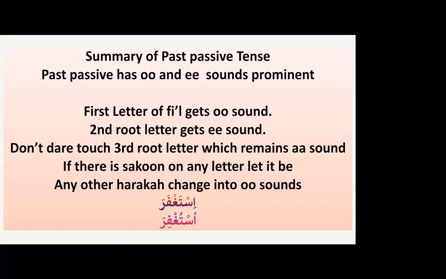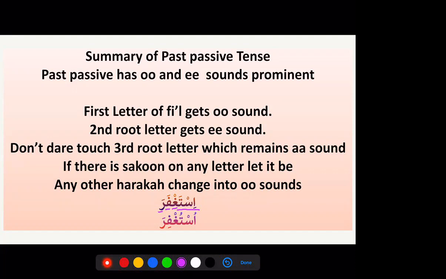The example over here is istaghfara. So this is our active, and the root letters over here are Ghain, Fa, and Ra, Ghafara. And this Alif, Sin, and Ta is part of the family. Inshallah, we are going to learn more about that. So Ista is the part of the family, and Ghain, Fa, and Ra are the root letters.